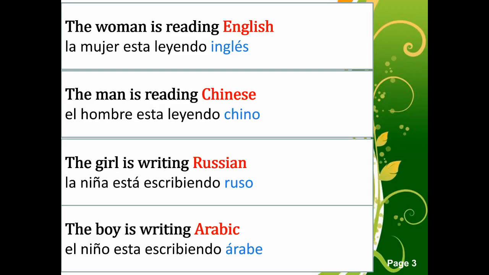Is writing Arabic. The woman is reading English. The man is reading Chinese. The girl is writing Russian. The boy is writing Arabic.